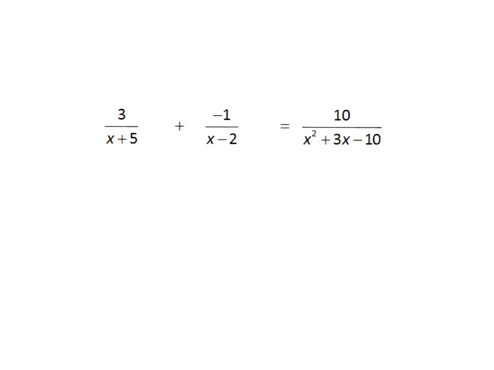Okay, so let's try another example. First thing we're going to do, we're looking at a fraction plus another fraction equals another fraction. So we have a rational equation. We need to find the LCD. The first denominator is already factored, so is the second denominator, but we need to factor the third denominator.